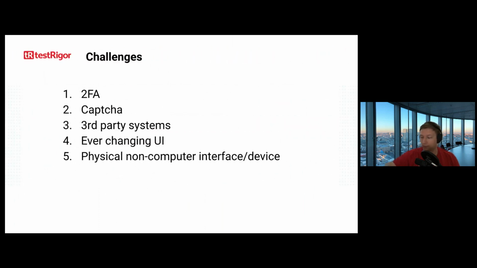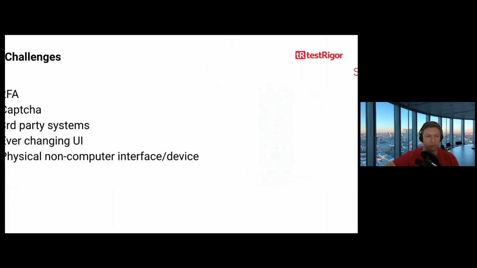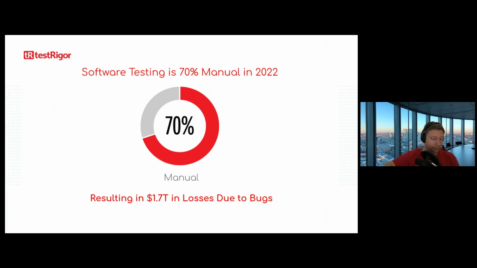There are challenges sometimes introduced by some systems that make people think that certain cases are not automatable, which is not necessarily the case. Things like two-factor authentication, including text messages and authenticator apps, captcha, third-party systems, quickly changing UI, and so on and so forth. This can all be automated with modern systems for testing purposes. All right.